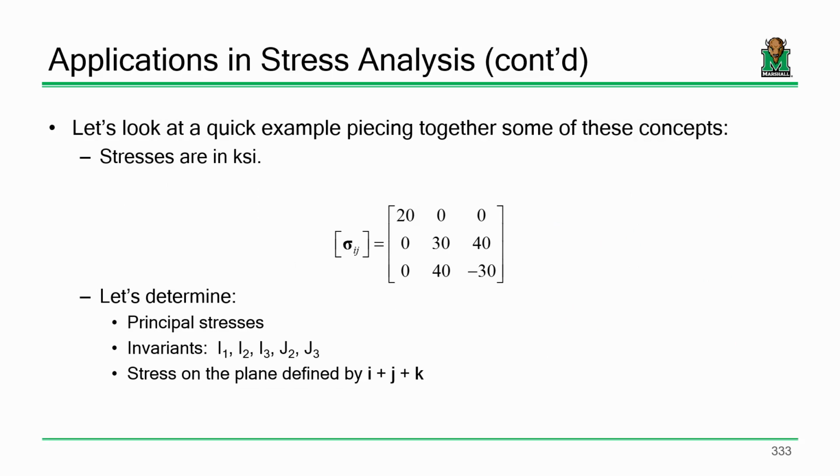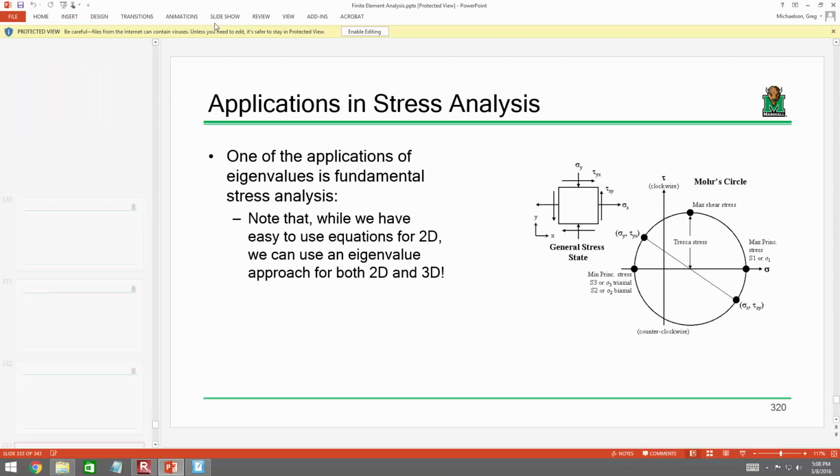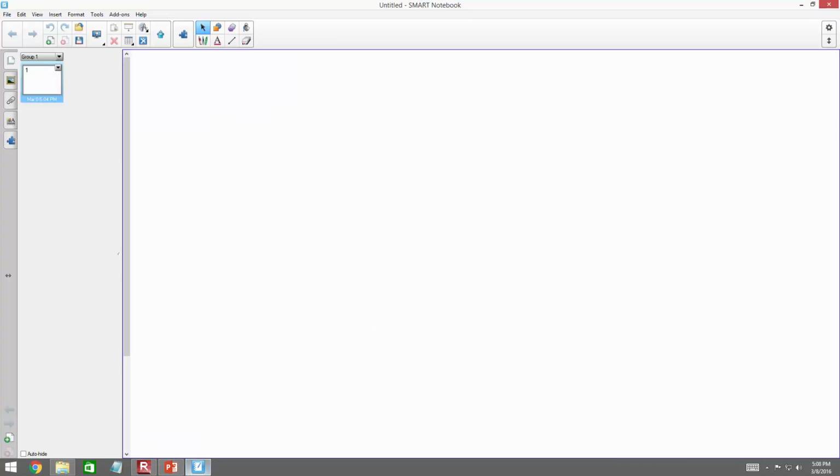Okay, we started this example, but we didn't finish it, right? Because we got our principal stresses, but we didn't do any of this. It's actually really simple, and I want to walk through that. I'm going to bring up the smart board to do this. Let me put eigenvalue example.